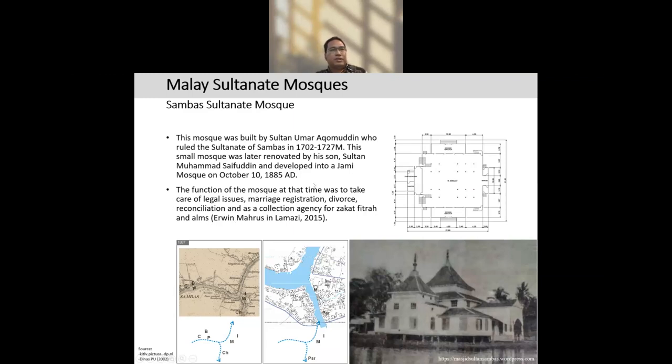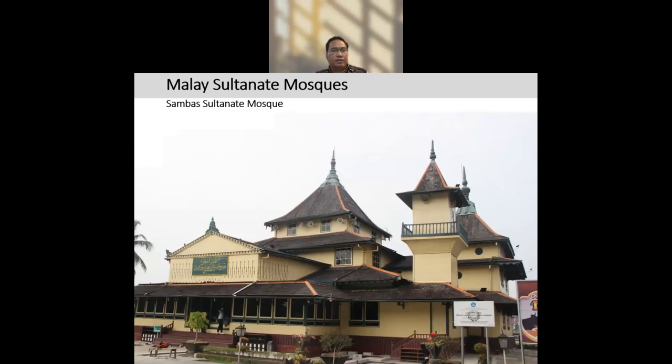So the mosque was not just a praying room; it also had functions such as handling legal issues, marriage registration, and so on. The location of the mosque is near the palace, on the river bank. The mosque itself consists of two floors with a three-tiered roof. On the side facing the river, there are two minarets, on the left and the right.